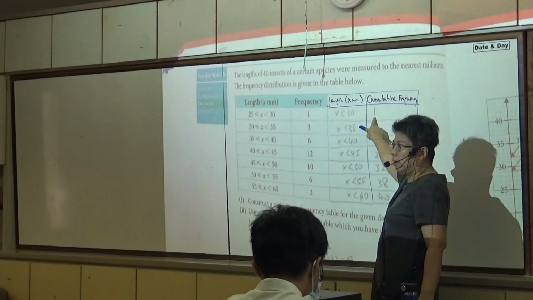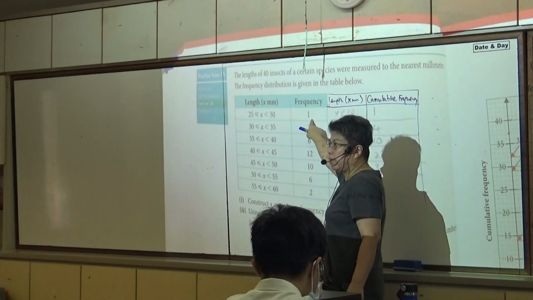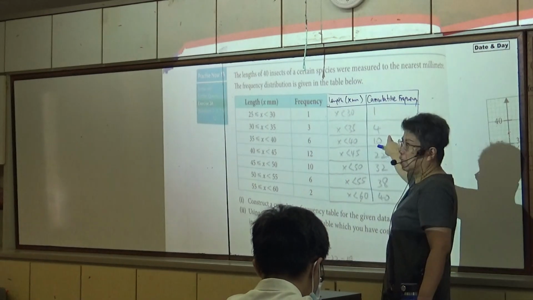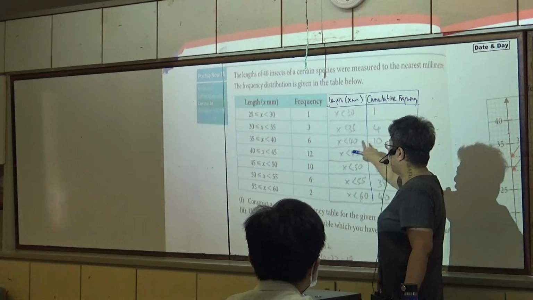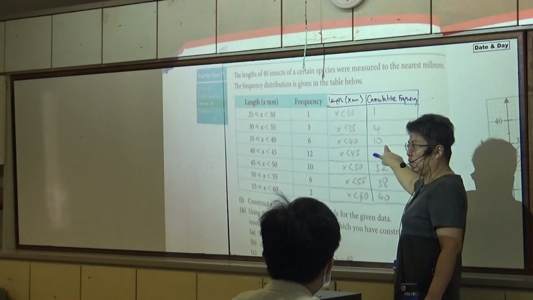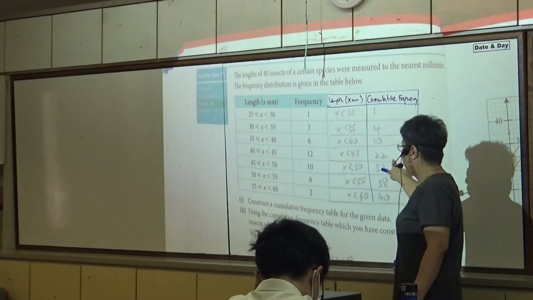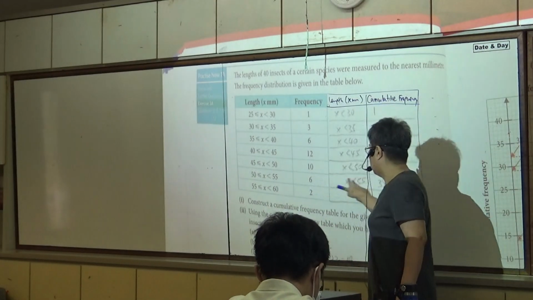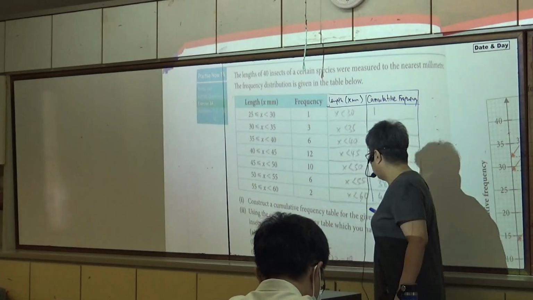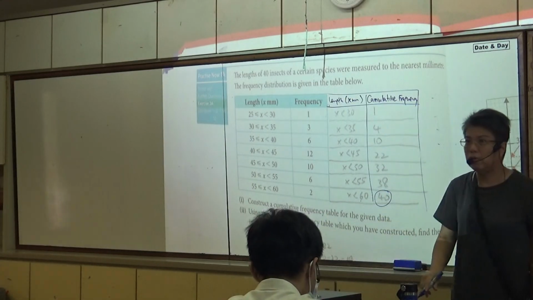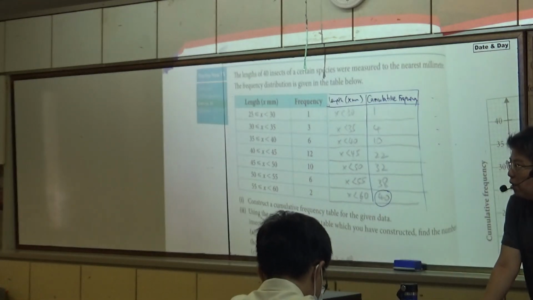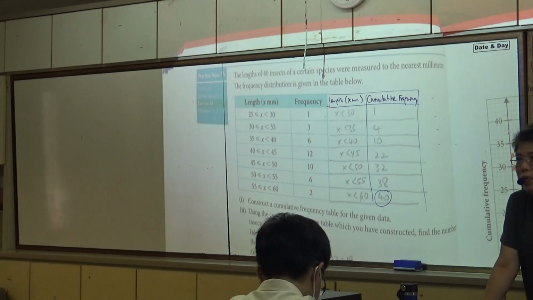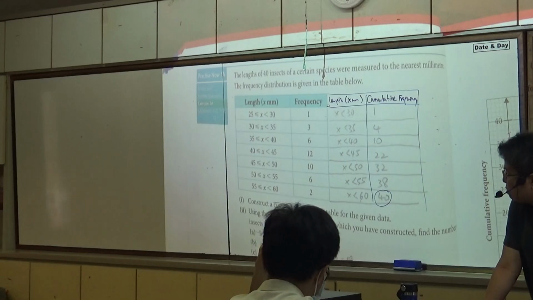How do I get this one? Nothing, so just one. How do I get this? 1 plus 3. Then 6 plus 4, 10. 10 plus 12, 22. 22 plus 10, 32. 32 plus 6, 38. 38 plus 2, 40. Now, can you see the total number of insects is 40? Correct? Now, if you don't get 40, then what does it mean? You make a mistake, that's all.